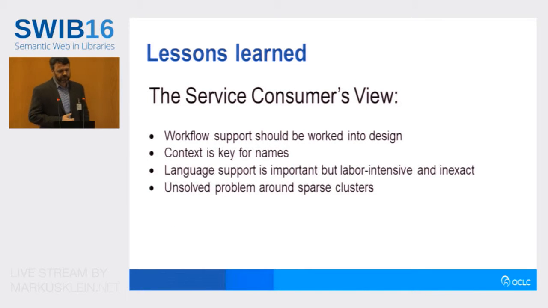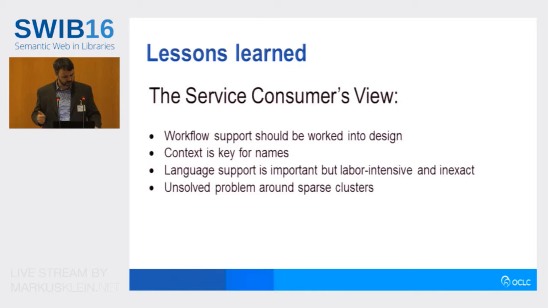So from the service consumer's view, the first thing I wanted to mention was remembering our workflows. If I'm trying to enter information, a link for a person entity, I need to have that context. If I'm searching for a John Smith, I've got to find that right John Smith. So having those roles, topics, and dates available right there in that first search result response is critical and useful. Obviously, context is key to names. As the victim of a common name myself, I feel this one deeply. There are a lot of John Chapmans in the database.